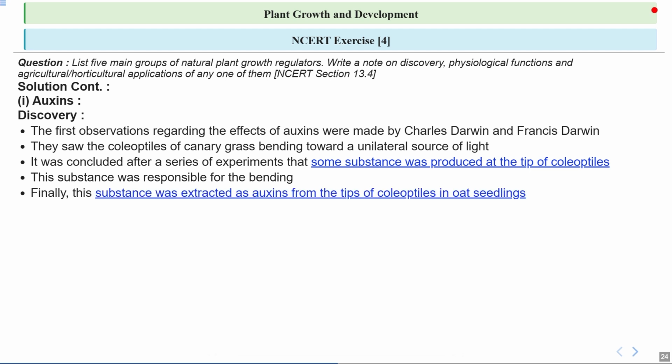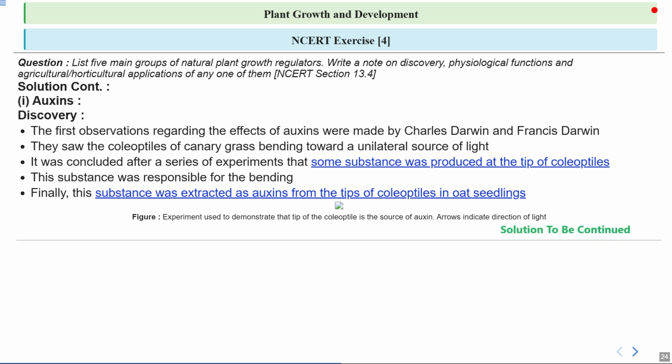Eventually, scientists managed to extract this substance from the tip of oat seedlings. They named it auxin, and this marked the beginning of our understanding of plant growth regulators. So this is the picture demonstrating the tip of the coleoptile, which is the source of auxin. Here the arrows indicate the direction of light.